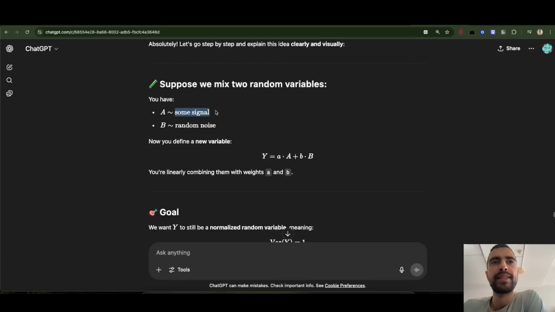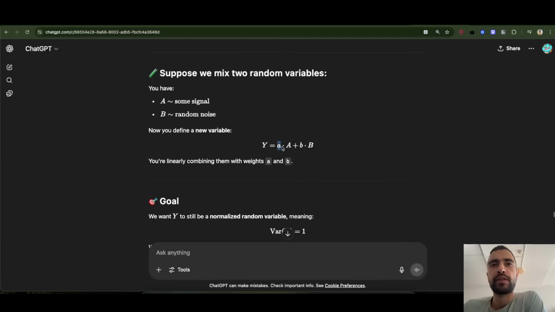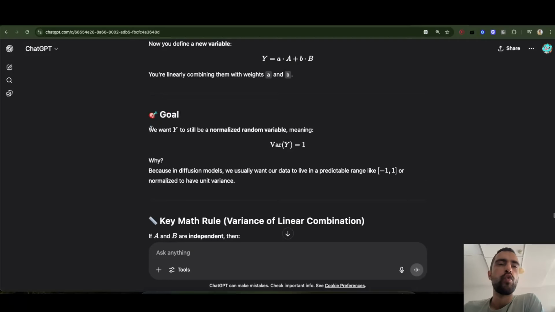So you want to combine this signal and this noise, but you want to scale them up, down, bigger, smaller, depending on something. So now we will talk about these weights that are scaling this signal and noise when we are combining them. Goal: we want Y to still be a normalized random variable, meaning that the variance of Y should be 1. This is because we want this data to live in a predictable range, like -1 to 1. So we want its data to be between -1 and 1, for example, or whatever the range is. That's why we want its variance to be 1. So it can be 0 mean and then variance 1.